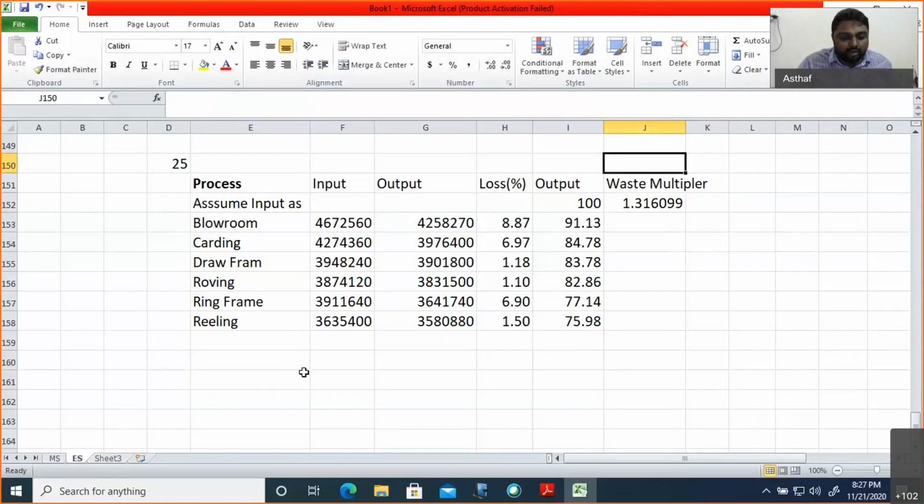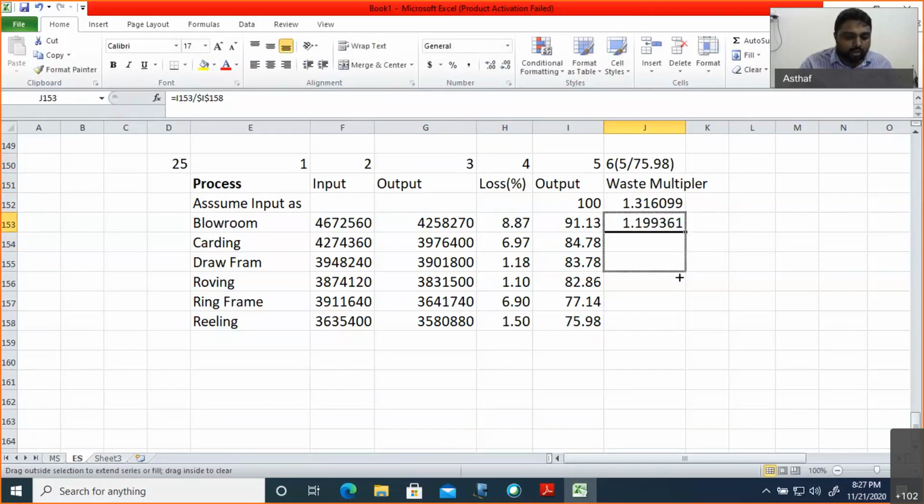So this is very simple. This is point number 1, this is 2, this is 3, this is 4, this is 5. So point number 5, divided by the last output which is 75.98. That is what we have to do. So the same thing, we have to divide with the same thing. If you do, you will get the waste multiplier. So the answer is over.